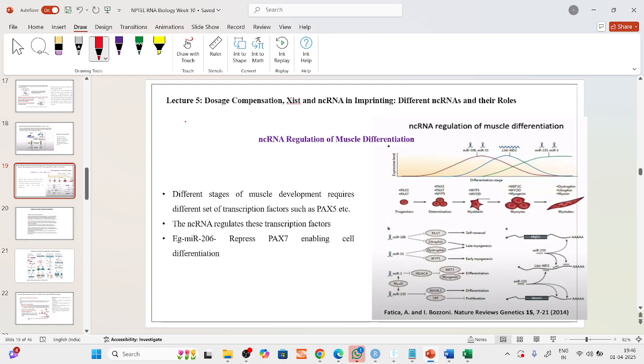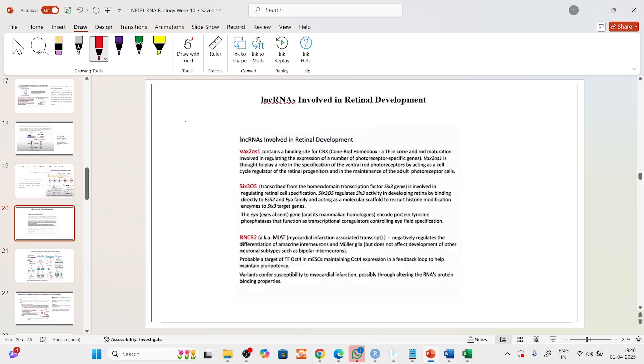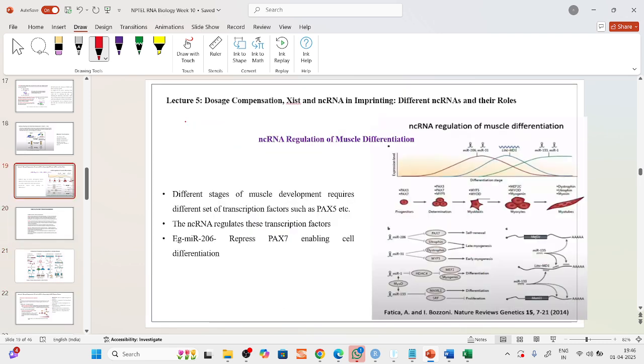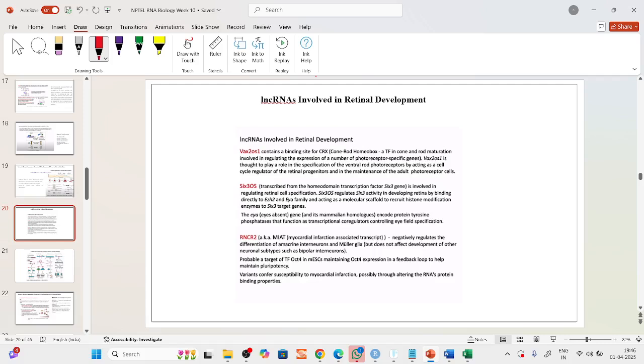Okay, then now we'll be seeing the different roles of long noncoding RNA. So there are many different roles of long noncoding RNA. Lecture 5 is about different noncoding RNAs and their roles. So noncoding RNAs are involved in muscle differentiation. For example, they control the transcriptional factors such as PAX5 and all that. Then noncoding RNAs are also involved in retinal development.